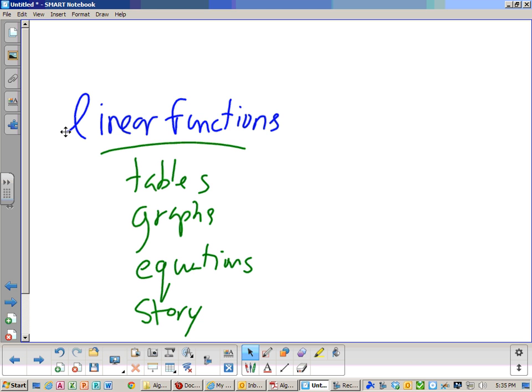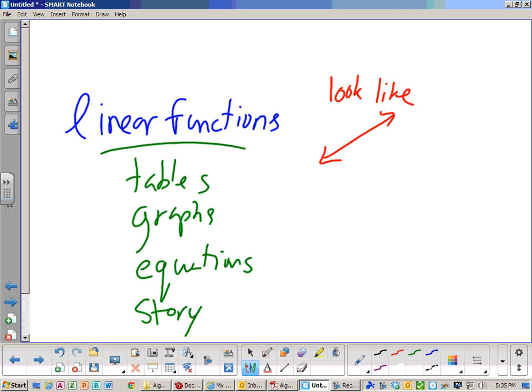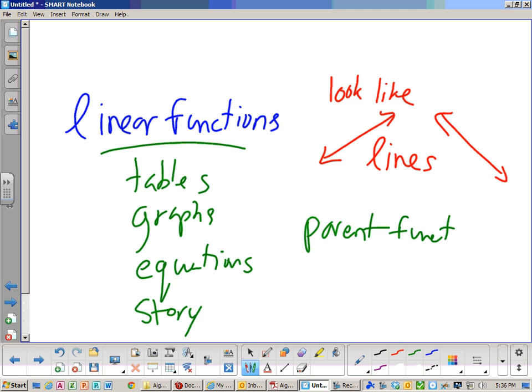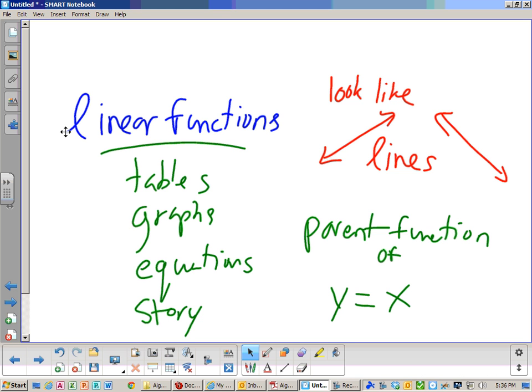And something else you should know about linear functions is that they always look like a line, either going up or going down, but either way, it is linear. This is a linear relationship because it is a line. Also, all linear functions have a parent function of y equals x. So just a backstory there.